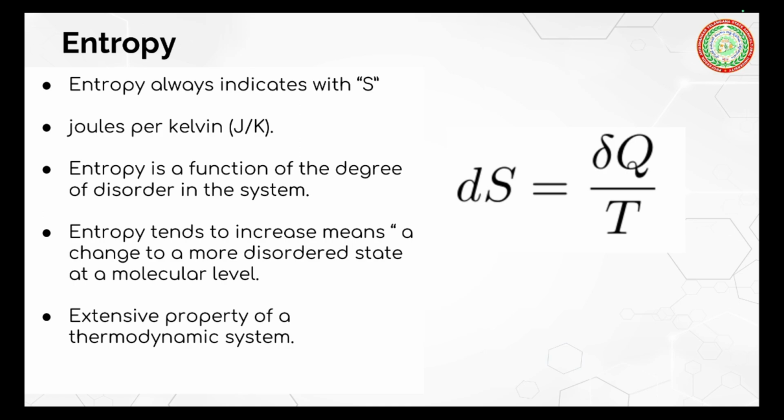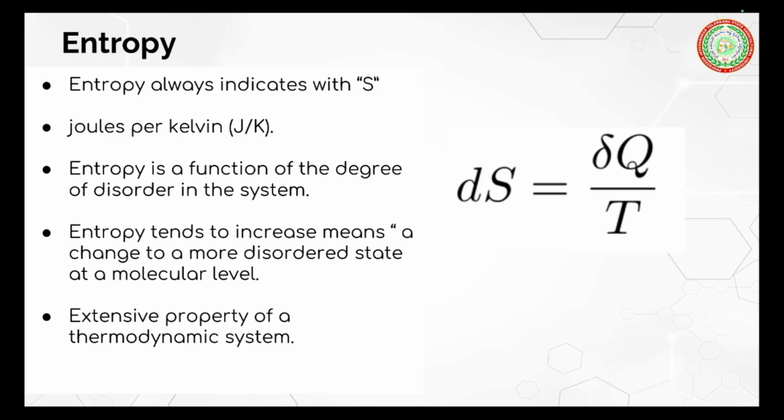If more disordered state, more entropy. If less disordered state, less entropy. Change in entropy can have a positive or negative value. If it is positive, more disordered. If it is negative, then less disordered. Entropy is the measure of the disorder of a system. Entropy is an extensive property of a thermodynamic system, which means it depends on the amount of matter that is present.